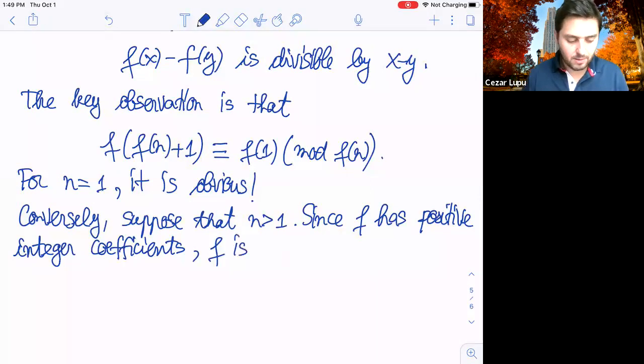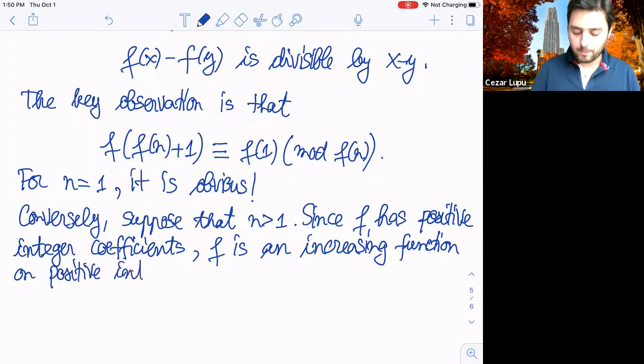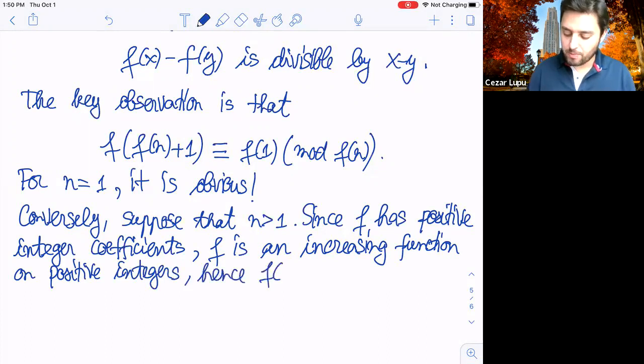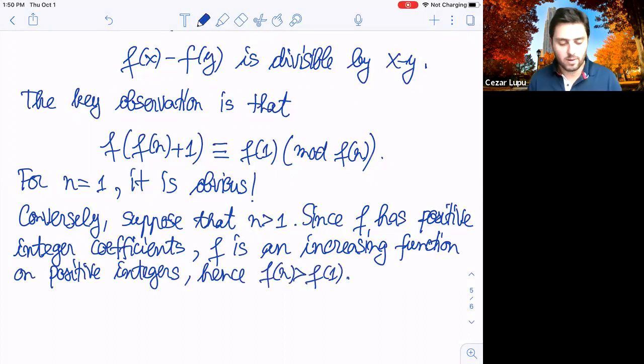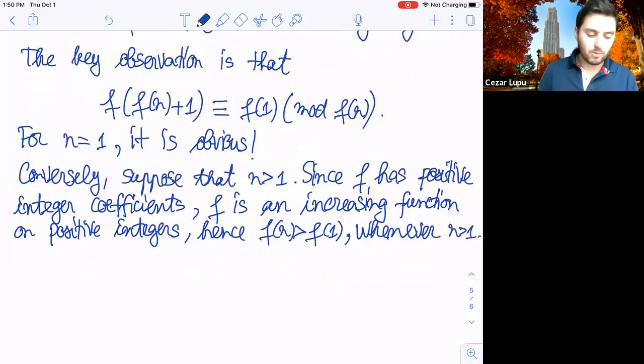f is an increasing function on positive numbers, positive integers, right? So this means that f of n will be greater than f of 1, right? It's increasing, and n is greater than 1 by assumption. f of n is greater than f of 1 whenever n is greater than 1. Okay, great. But now let's use the key fact again.